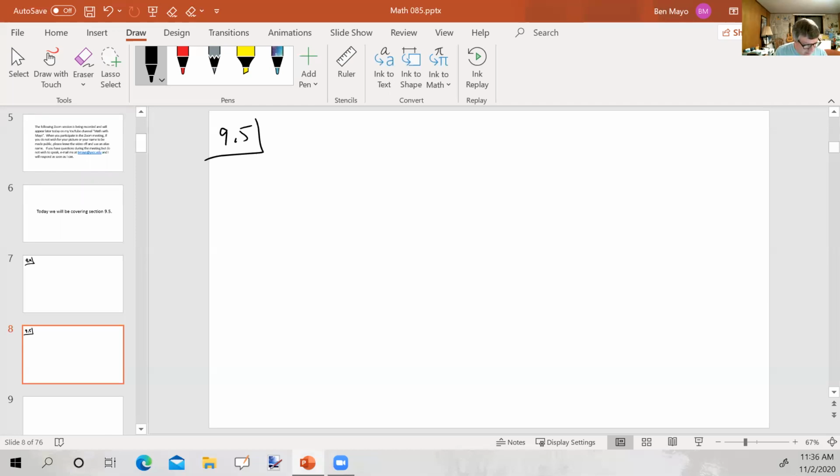So 9.5 is about solving radical equations. So equations containing square roots or cube roots or fourth roots, etc., etc. And I'm going to start out with a basic problem that says the square root of the quantity x minus 10 equals 1.